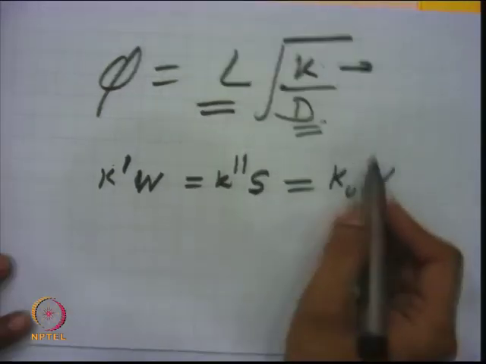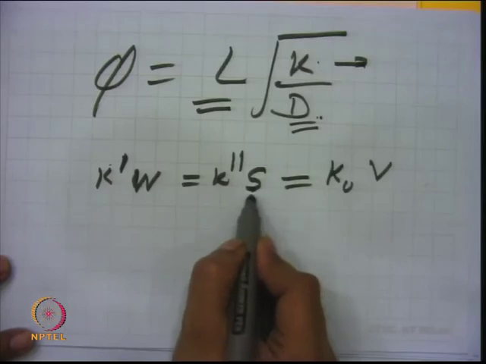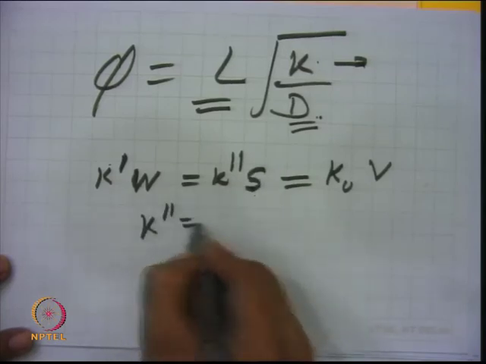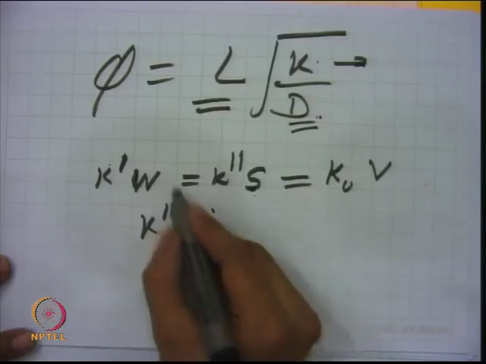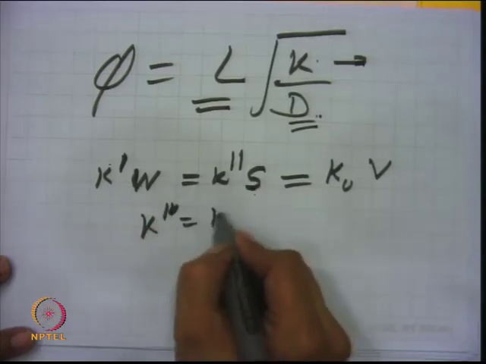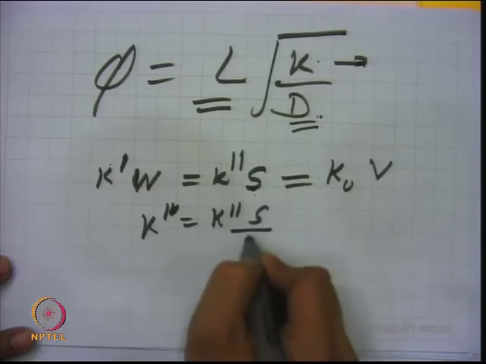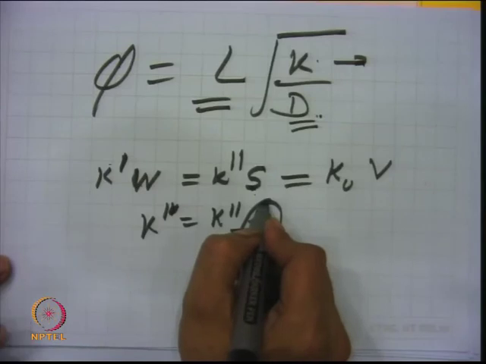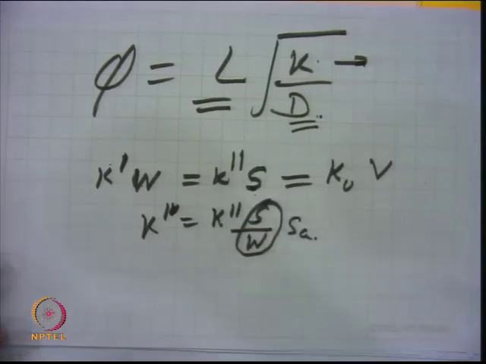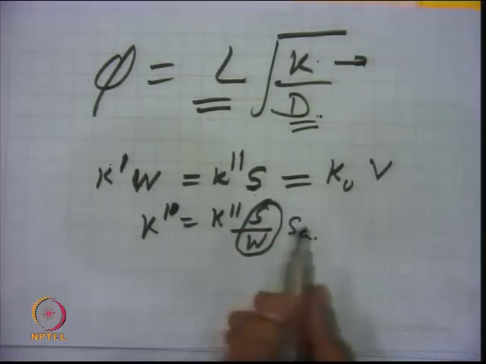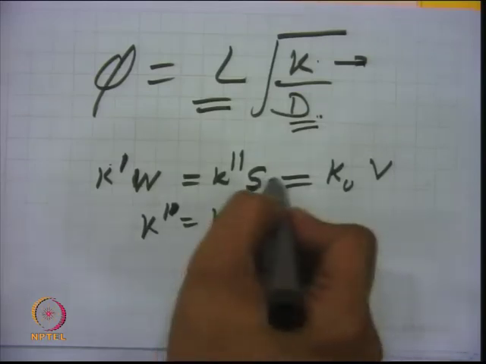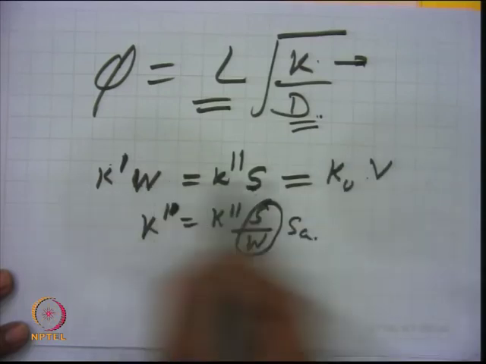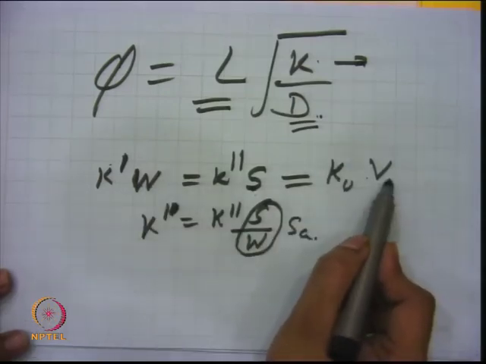If you define S by W, that is your BET surface area. So, if I write k double dash, or in other words k dash, that becomes k double dash times S divided by W, surface area per unit mass of the catalyst, that is your SA. So, k dash is equal to k double dash times this thing. Same thing when you write in this form, then this is mass per unit volume of the catalyst. So, that is your density of the catalyst.